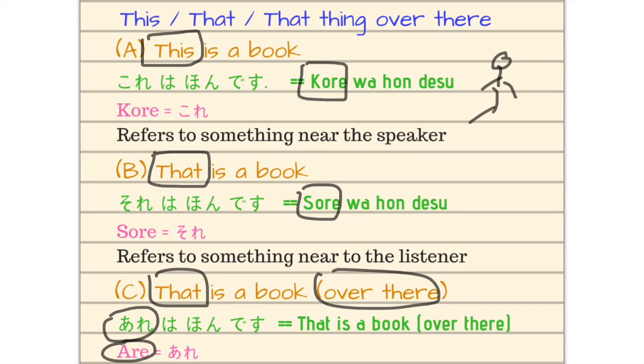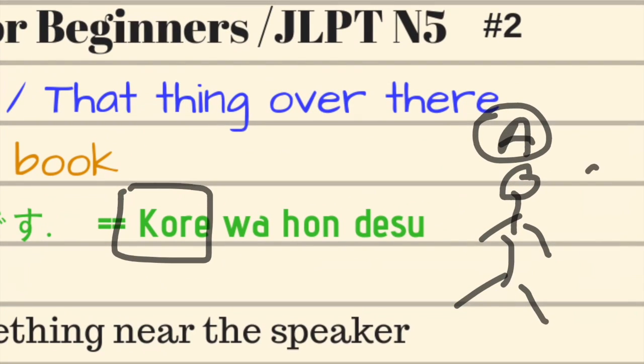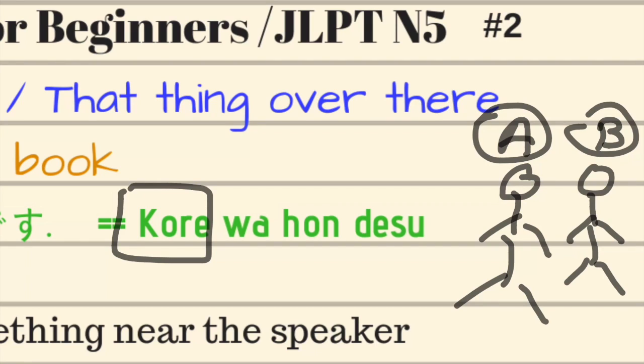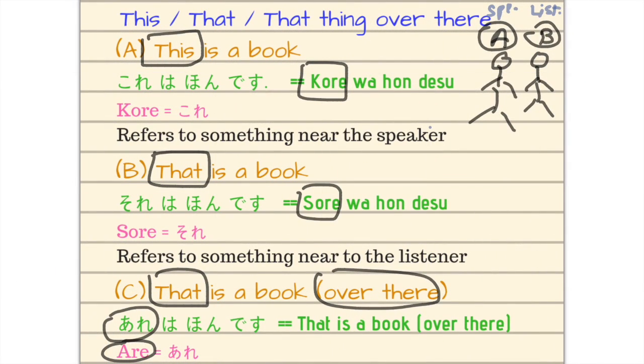Suppose we have this speaker named A and this is B, who is the listener. This is the speaker. Suppose there is a book with A. So A will refer to this book as kore. Kore wa hon desu. This is a book.